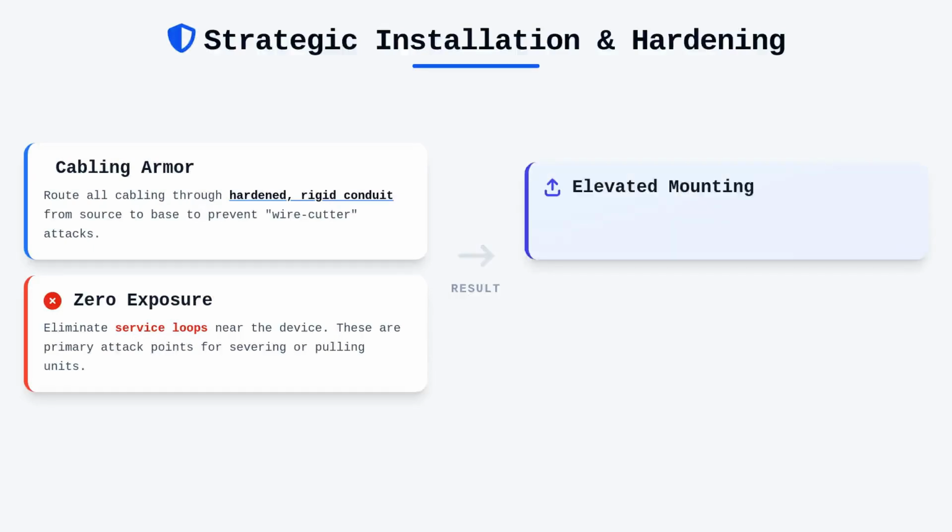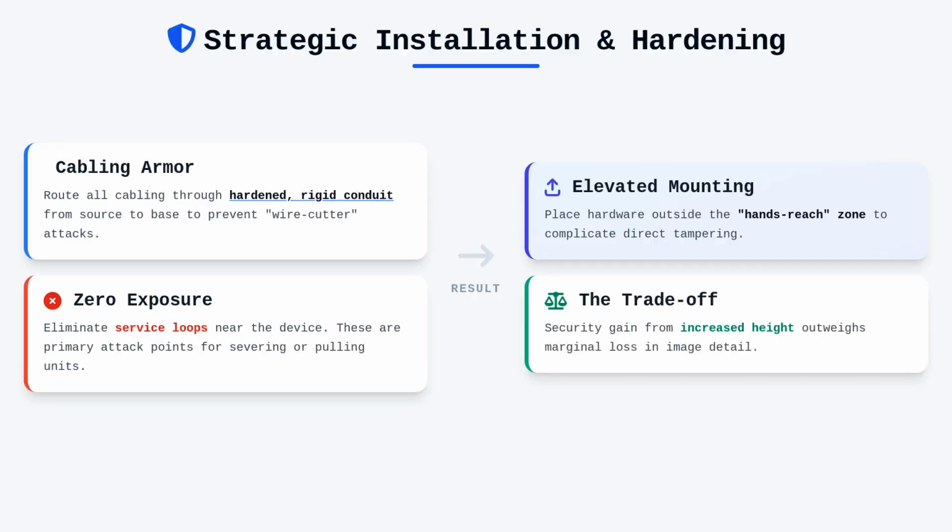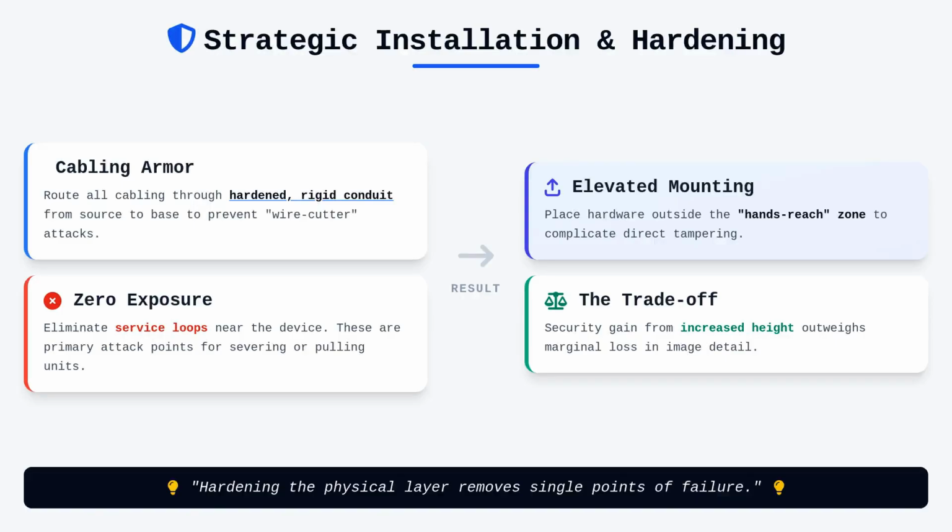Furthermore, elevating cameras beyond the physical reach of an average person significantly complicates any attempt at direct tampering. While mounting height can be a trade-off for field of view, the security gain of placing hardware outside the hand's reach zone often outweighs the marginal loss in image detail.